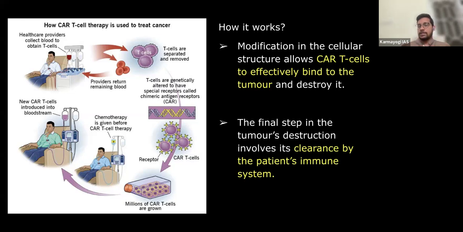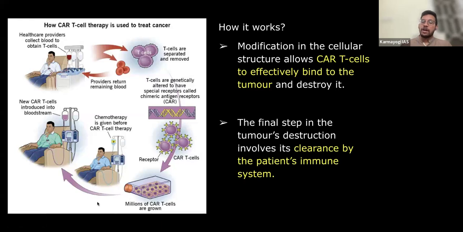Now we got the T cells, fine. Now these T cells are genetically altered using genetic editing technology. So here we are adding a protein, chimeric antigen receptor. CAR is the short form of chimeric antigen receptor. These are nothing but proteins which are added to the T cells, right? So the T cells are genetically modified and this protein is added to them, right?